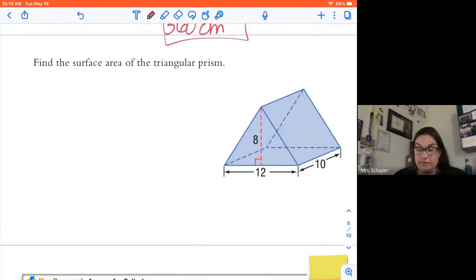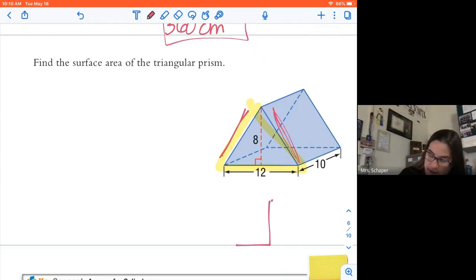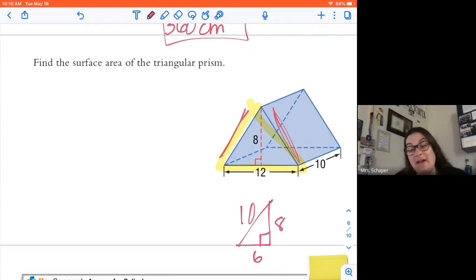All right, find the surface area of the triangular prism. So here are my bases. It doesn't tell me it's regular, so I can't assume that all of the sides are the same. So what I need to do is figure out this length and this length. I've got myself a right triangle in there. So it's a 6, 8. I know that that has to be 10 because it's a Pythagorean triple.